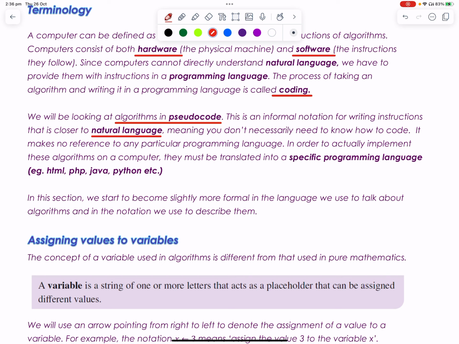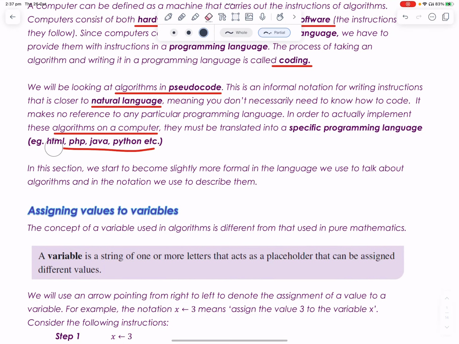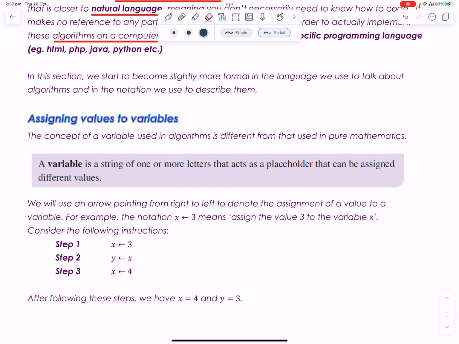In order to actually implement the algorithm on your computer, they must be translated to a specific programming language. So there's a list of them, but there's heaps more. In this section, we start to become slightly more formal in the language we use to talk about algorithms and in the notation we use to describe them.